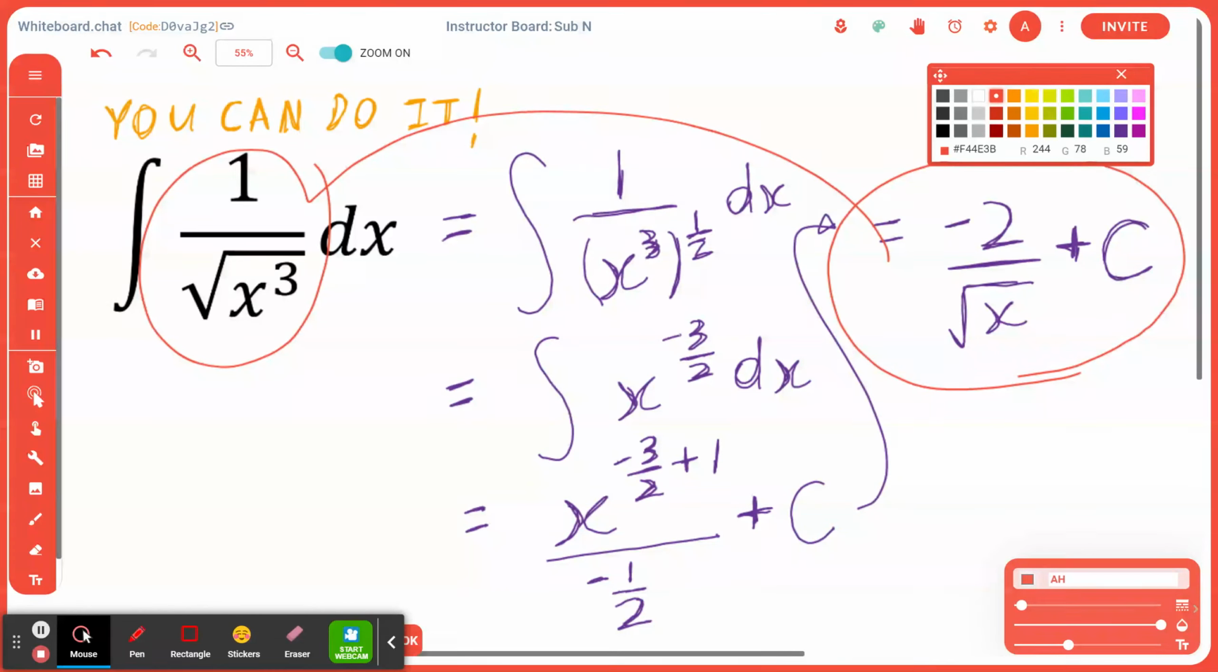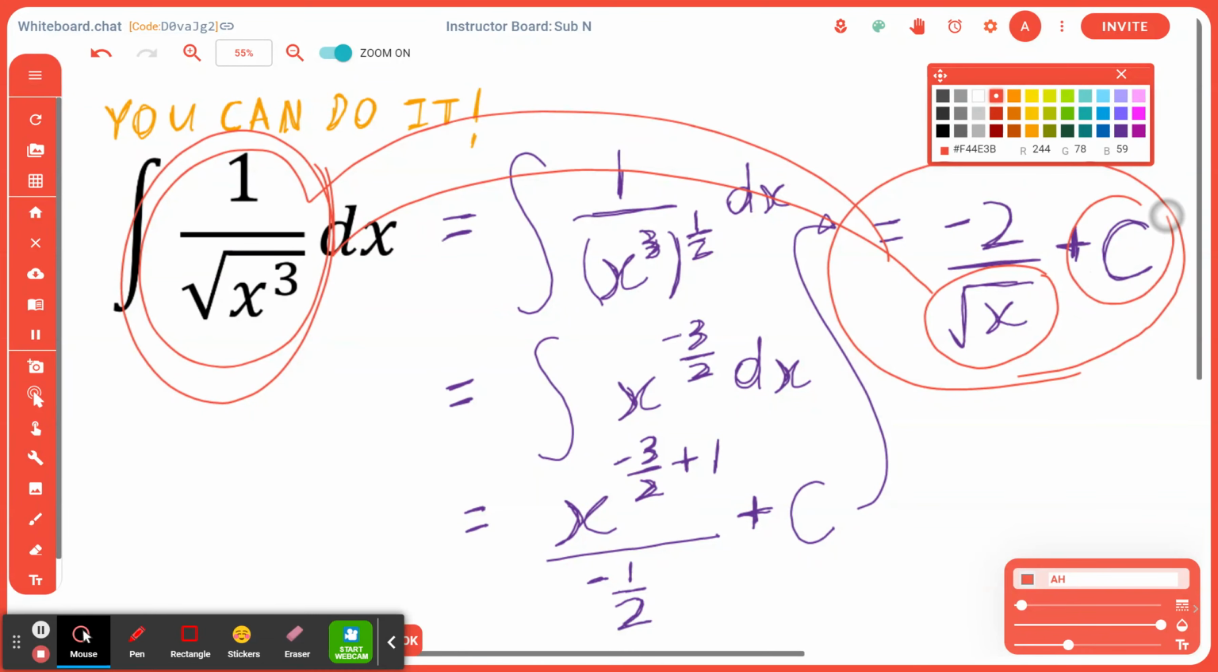When you find the derivative of negative 2 times x to the power of negative half, the derivative is going to be negative 2 times negative half, which is 1. Then you multiply by x to the power of negative half minus 1, which will give you exactly 1 divided by the square root of x cubed. And of course, when you differentiate a constant, that's going to be 0. I hope this makes sense.